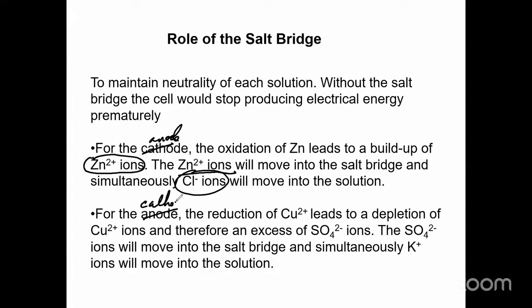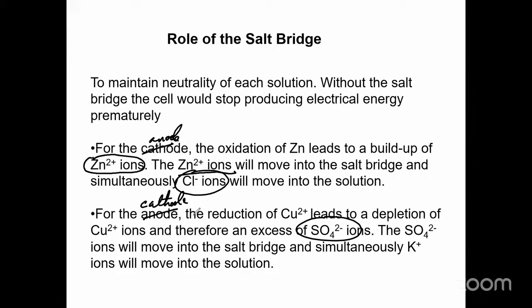That's another error here. At the cathode, basically the reduction of copper 2+ at the cathode will result in a decrease in the concentration of copper 2+, right? And therefore you're going to have an excess of sulfate ions which are negatively charged. So what's going to happen in this case is that the sulfate ions will move into the salt bridge, and at the same time the potassium ions in the salt bridge will move into the solution in order to maintain neutrality. So that's the role of the salt bridge.